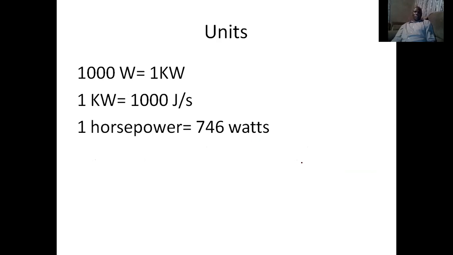Okay, and so these basic units are very important to understand: 1000 watts will give you 1 kilowatt. Kilo means 1000, and 1 kilowatt is the same as 1000 joules per second. And 1 horsepower is equal to 746 watts. This is very important because at times certain questions require conversions. And so we need to be able to convert to appropriate units when asked to.